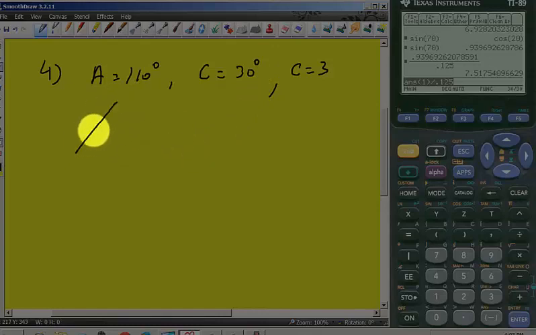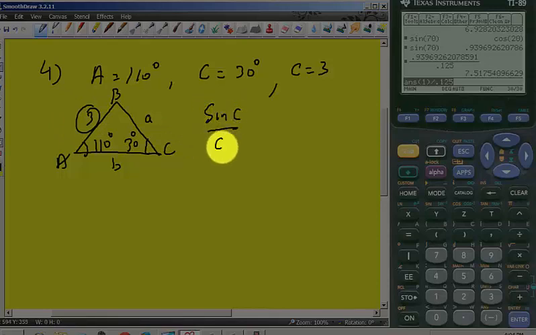Alright, so draw a random triangle. It's not drawn to scale, so don't panic. A, B, C. This is 110 degrees. And this is 30 degrees. And this is side C, which is 3. And side A and side B are located there. Okay. So, since I know side C, I'm going to use sine of angle C is to side C. And I can find side A because I know angle A, so sine of angle A is to side A.